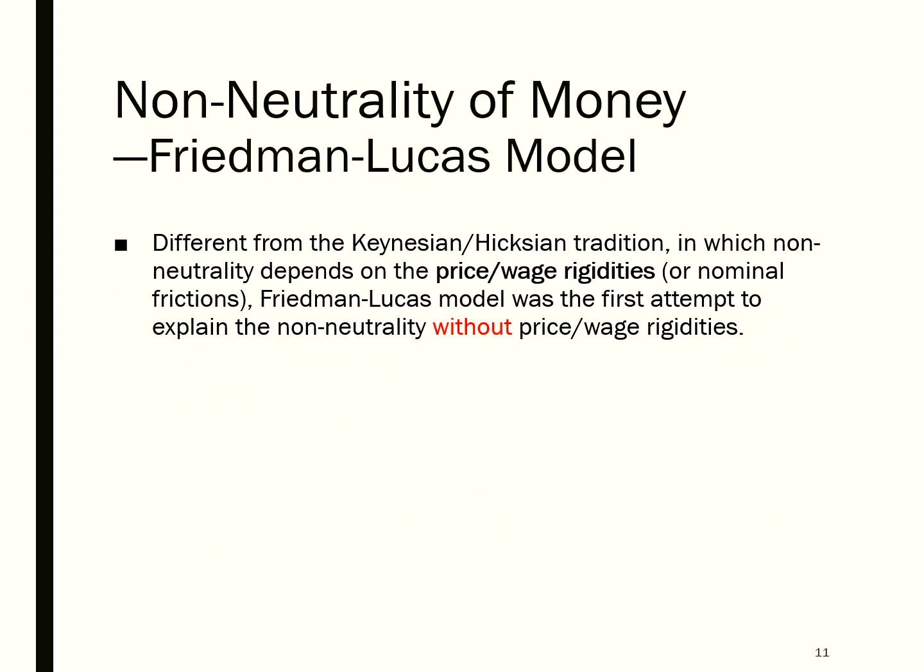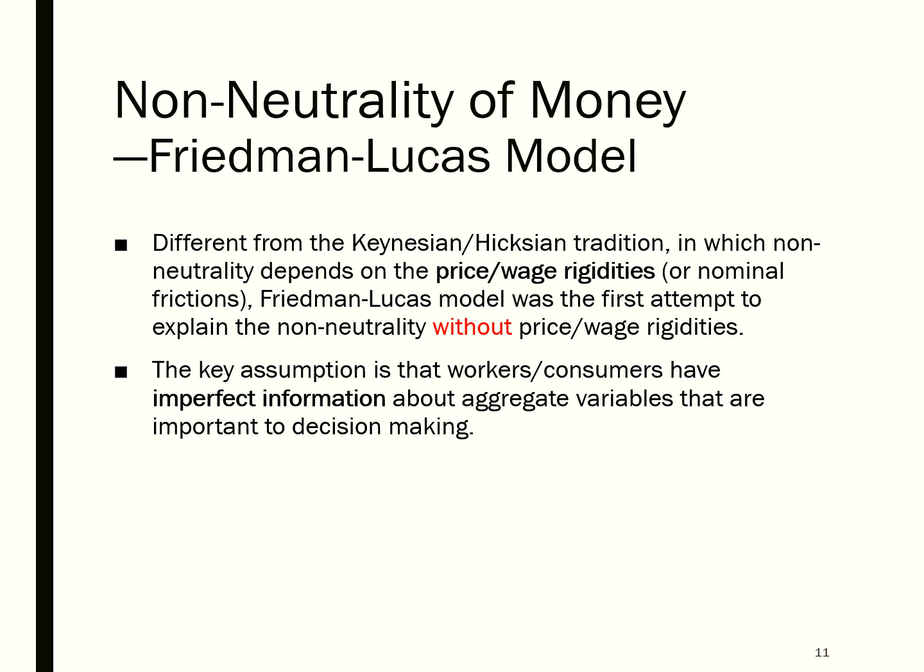We mentioned that the Keynesian or Hicksian model can generate some non-neutrality of money, but their conclusion depends on their assumption of nominal frictions. That means you can't change your price or wage freely as much as you want. There are price or wage rigidities. In contrast, the Friedman-Lucas model does not require these nominal frictions to generate the non-neutrality. Instead, they assume that the workers and consumers have imperfect information about the aggregate variables when they make decisions.